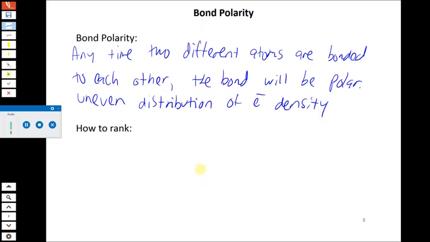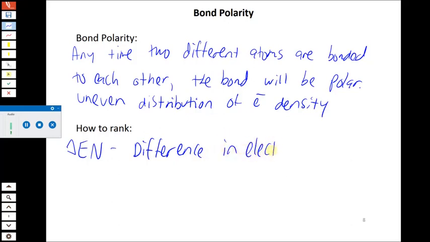Now, often what you have to do on the test is rank polar bonds relative to each other, which bond is more or less polar. And that comes from the difference in electronegativity, or delta EN as we abbreviate it. So it doesn't matter what the individual electronegativities are of the two atoms. It matters what the difference between them is. How different are they from each other?